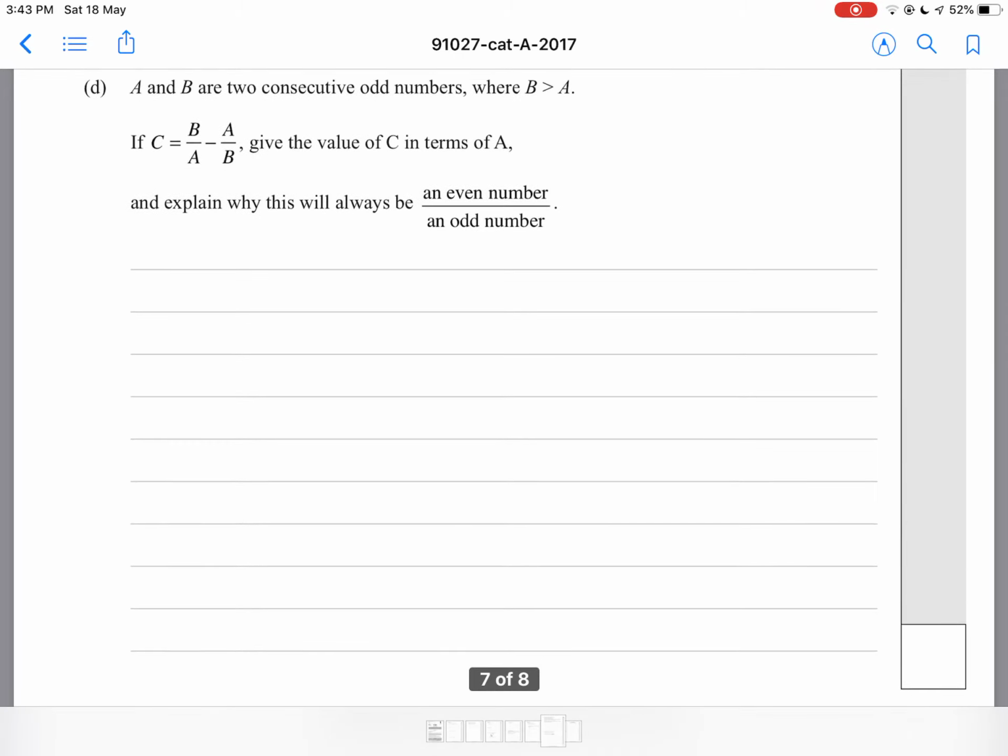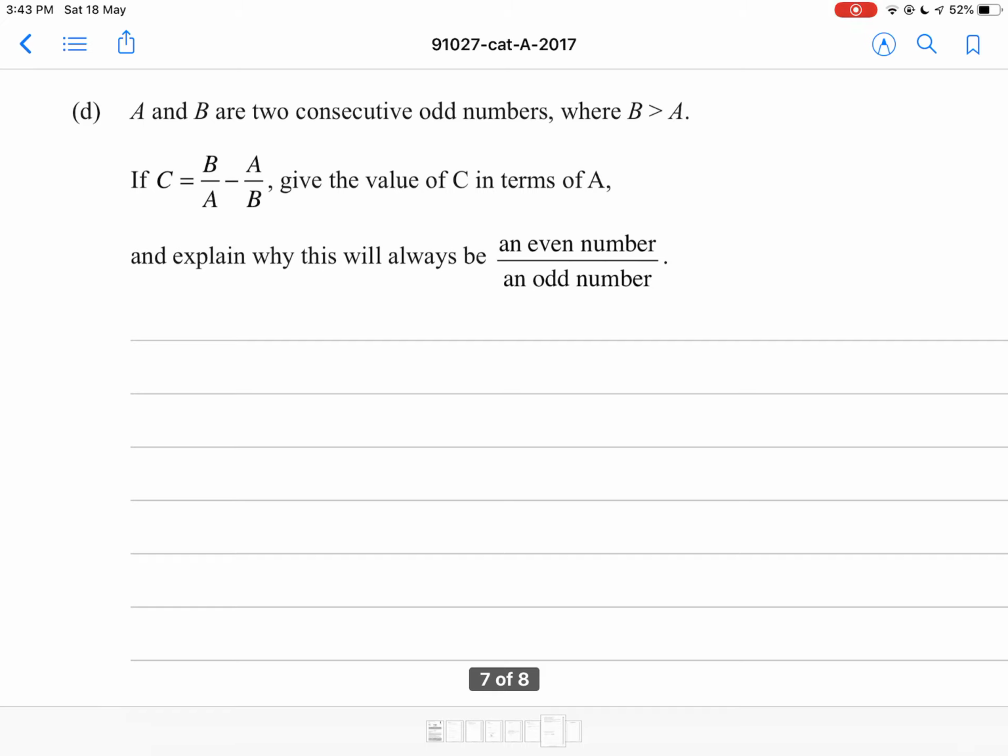Alright, last question. A and B are two consecutive odd numbers where B is greater than A. If C equals B divided by A minus A divided by B, give the value of C in terms of A, and explain why this will always be an even number divided by an odd number.